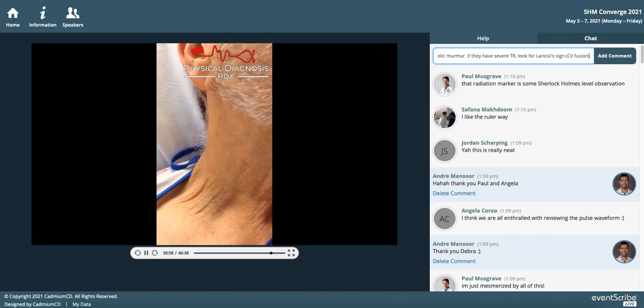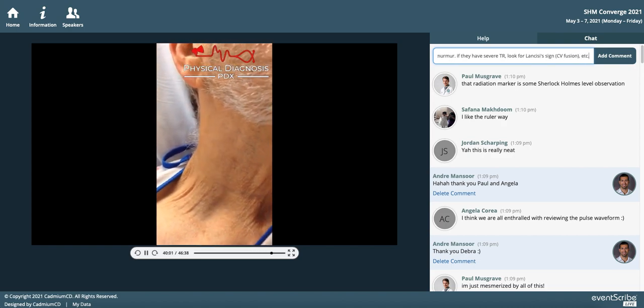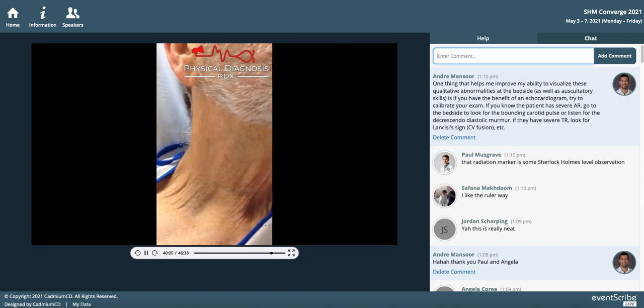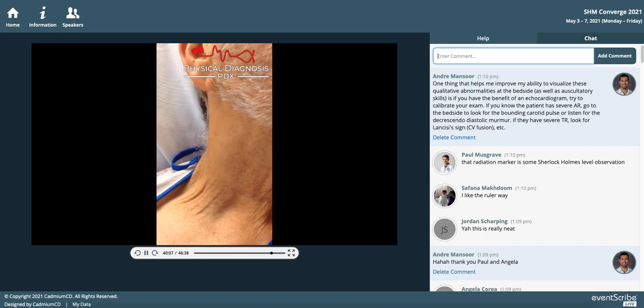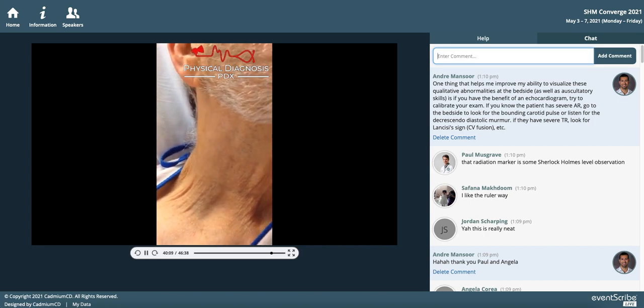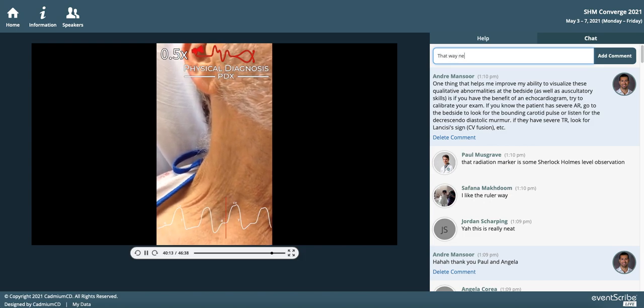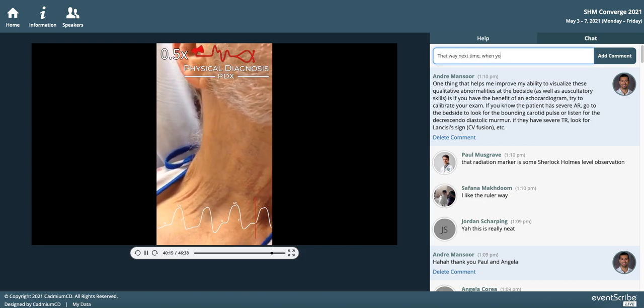Let's look at the next video. And what catches your eye here? I think there's a very obvious wave. And what do you notice about that wave? It's only followed by one trough. This is CV fusion. This patient developed severe tricuspid regurgitation after a catheter damaged his tricuspid valve during a right heart cath procedure.